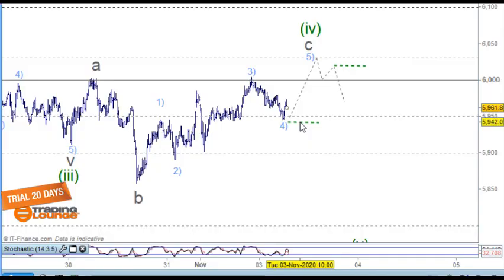So you can do that. Otherwise, we'll see a move up through here, and yeah, looking at 5 waves there. But yeah, this 5,950 is the midpoint. So we'll probably see the market move down.